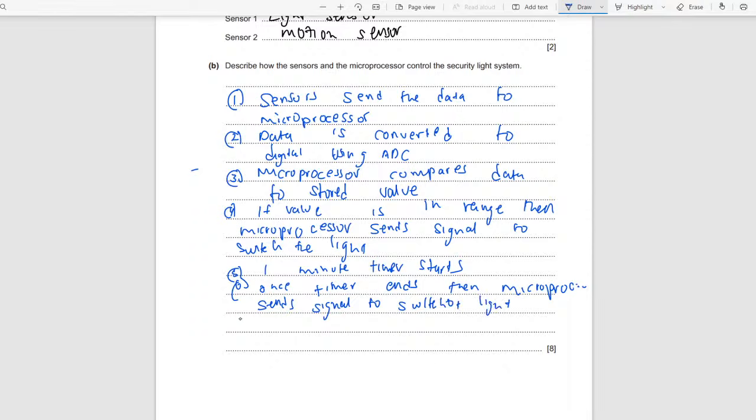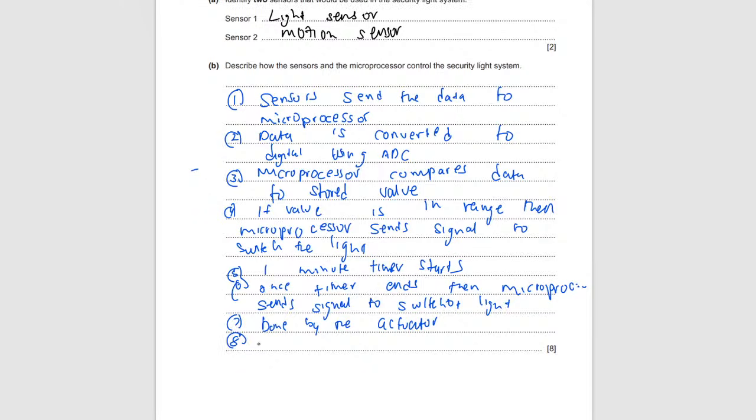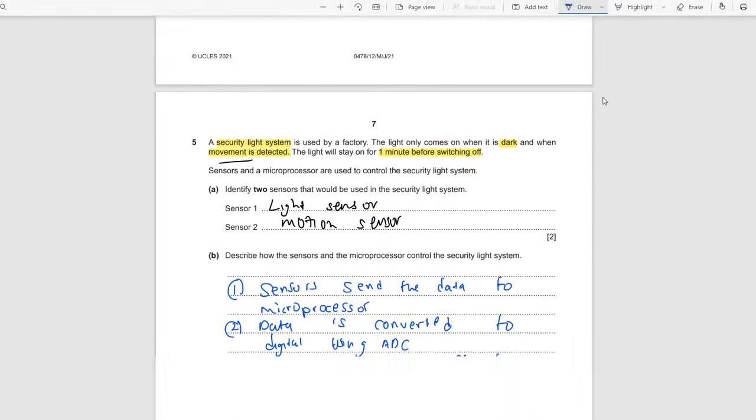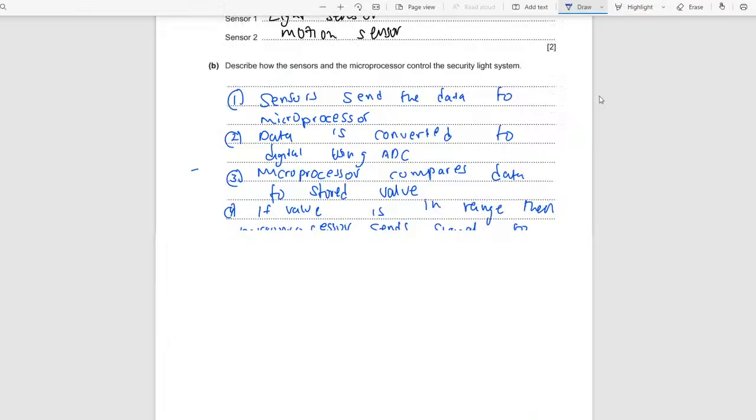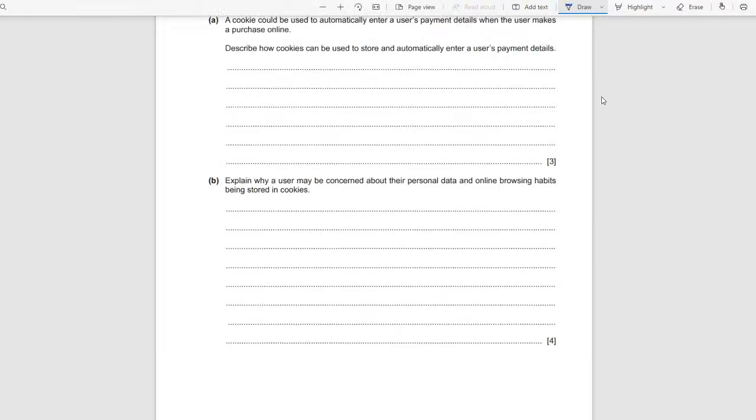Okay, and this is done by the actuator. You can always just mention this, done by the actuator, the switching off lights and all. And then number 8, whole process continues, because it is 24 hours of detecting it. So that will give you another mark. That is how you do a question like this.